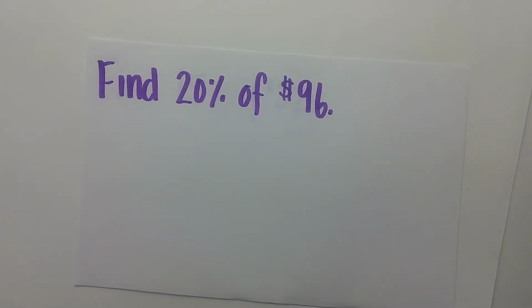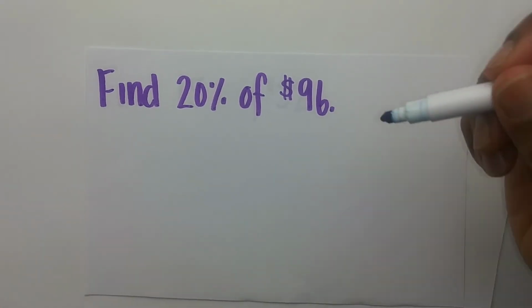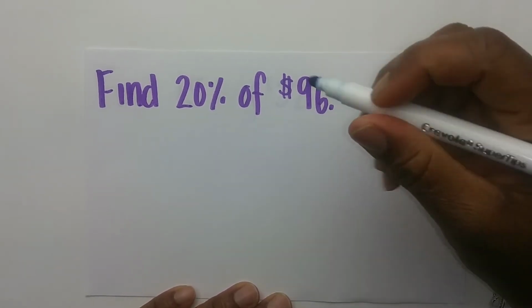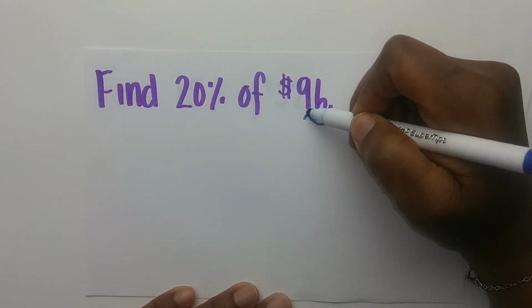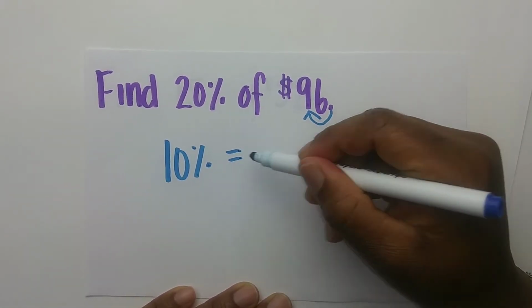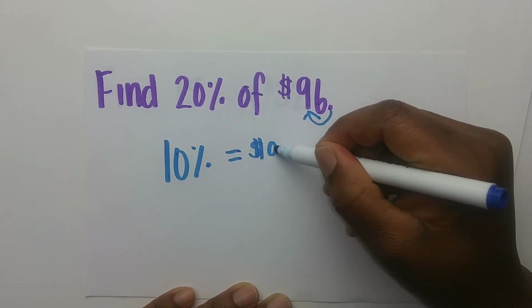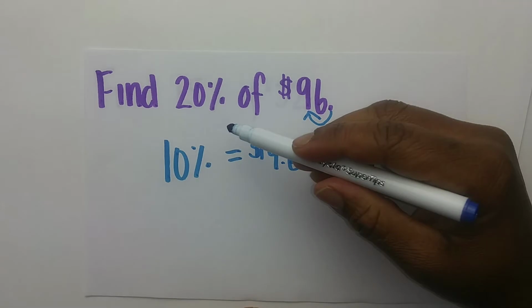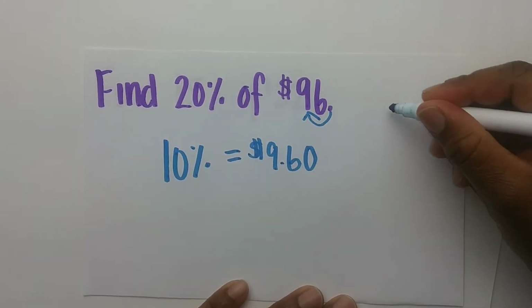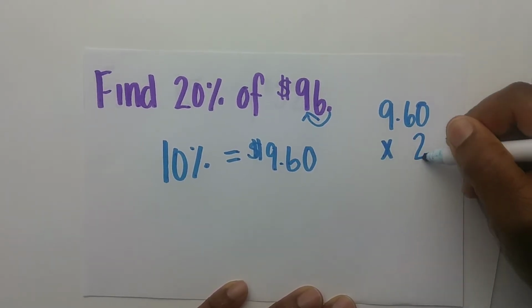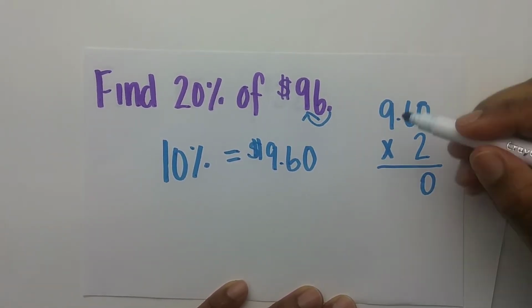So when we find 10%, we found out that with 10%, you move the decimal point 1 place to the left. So if I move this 1 place to the left, 10% will be equal to $9.60. So if I wanted to find 20%, I can take this $9.60 and multiply it by 2 in order to double it.